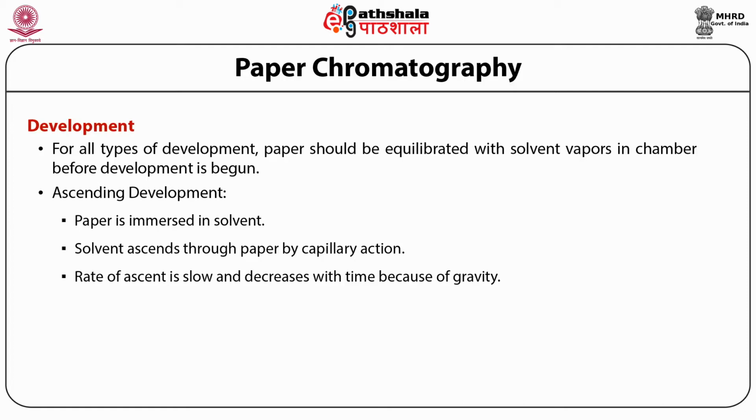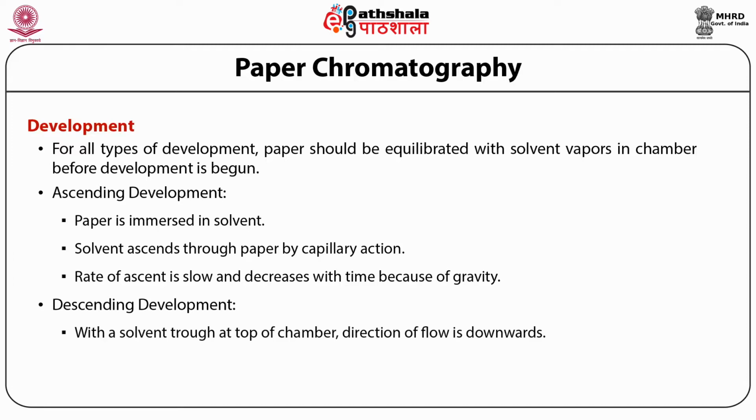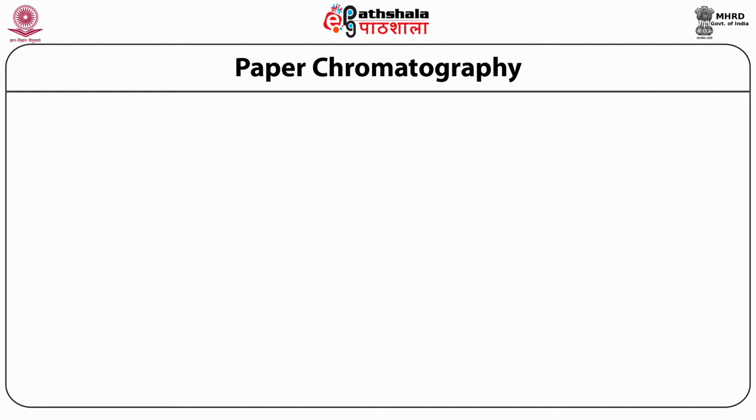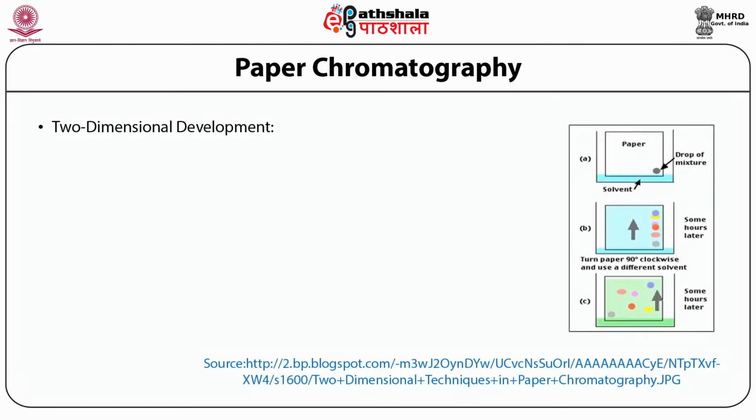Another type of development is descending development. With the solvent trough at the top of the chamber, the direction of flow is downward. To prevent rapid siphoning, the paper is folded into a U shape with a short initial rise from the solvent tank. Although the apparatus is somewhat more elaborate, the method is much faster than the ascending one. Longer pieces of paper may be used, and large amounts of solvent can be used if necessary for slow moving spots. The next type of development is two-dimensional development.